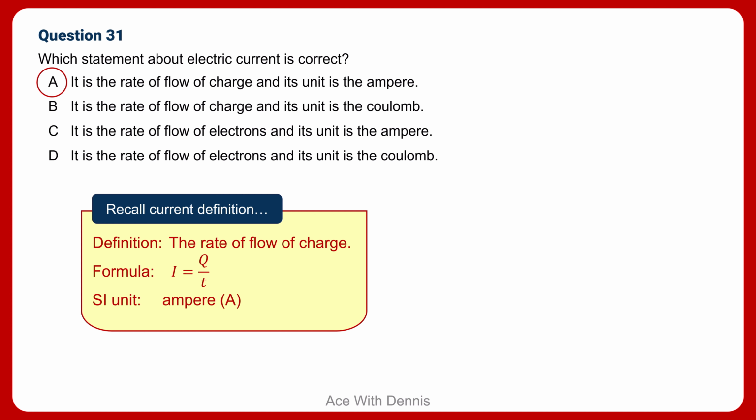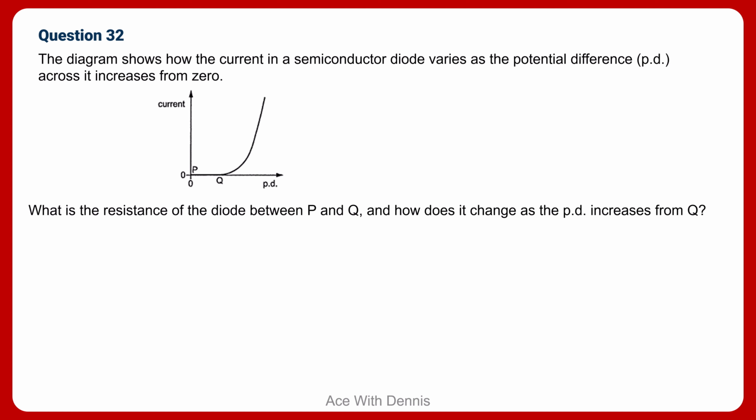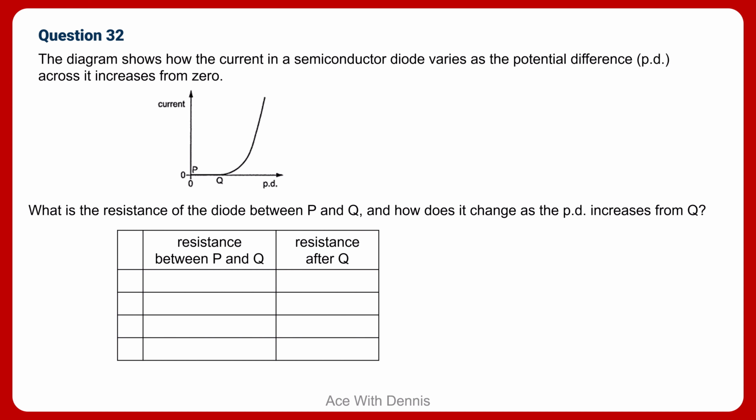Question 32. The diagram shows how the current in a semiconductor diode varies as the potential difference PD across it increases from 0. What is the resistance of the diode between P and Q, and how does it change as the PD increases from Q? Here are a few choices.